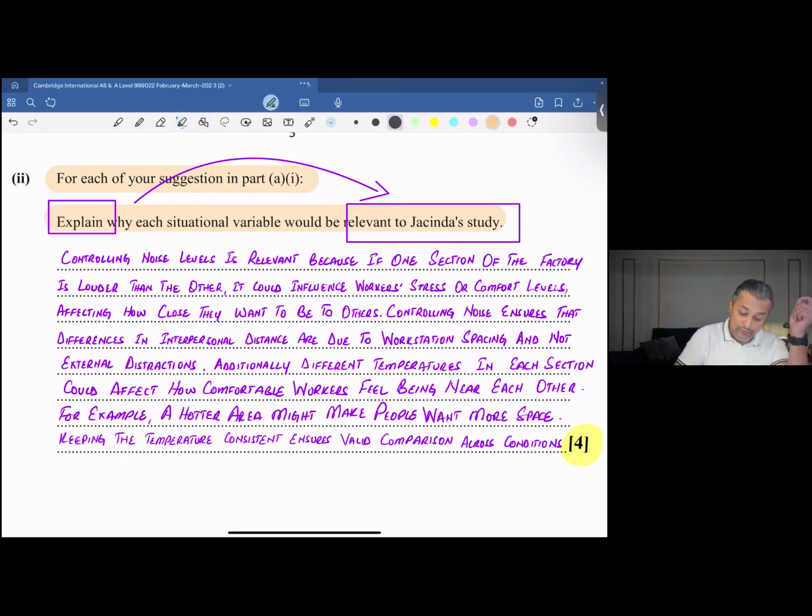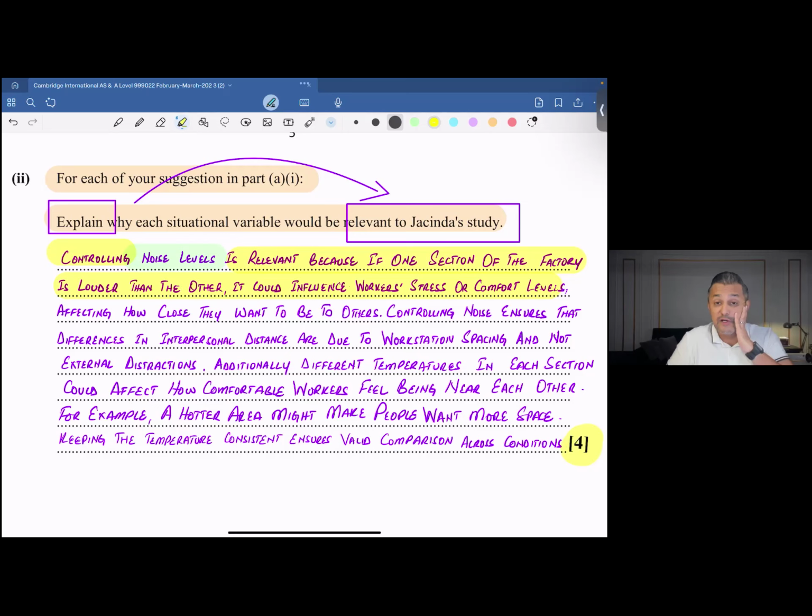Now, let's start off with the first one, controlling noise levels. Noise level was the first variable, right? Controlling noise levels is relevant because if one section of the factory is louder than the other, it could influence workers' stress or comfort level. If one section of the factory has a very noisy environment, the workers there might not feel very comfortable.